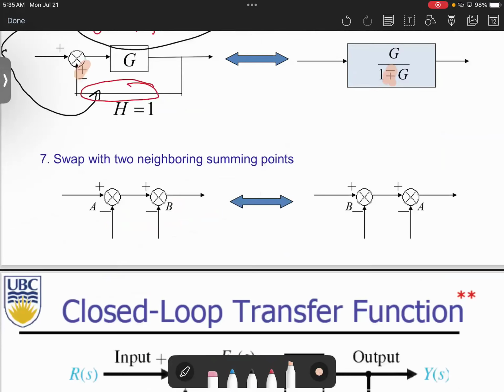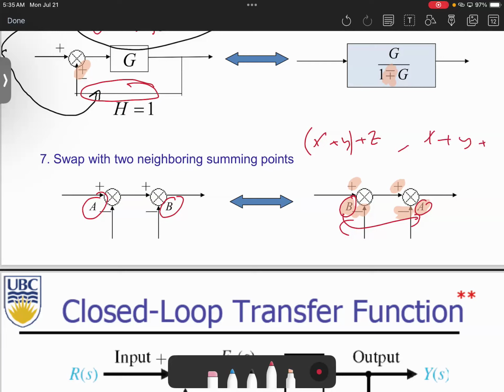Number 7, which is swapping two neighboring summing points. When you look at the summing points, here is B, here is A, and the same signs, plus plus, there is no problem in swapping A and B. If you switch them, there is no problem in that, because there is no multiplication, it's only summing, okay? So it looks like when you say X plus Y plus Z, if you group X plus Y this way, or if you do it the other way, both of them are correct. So there is no problem in swapping this.